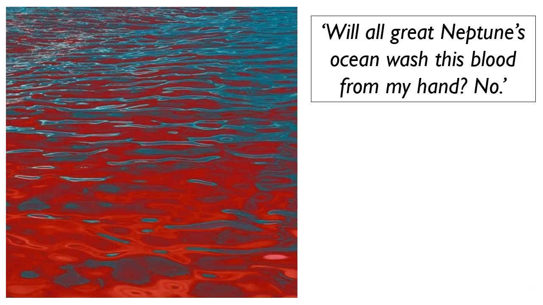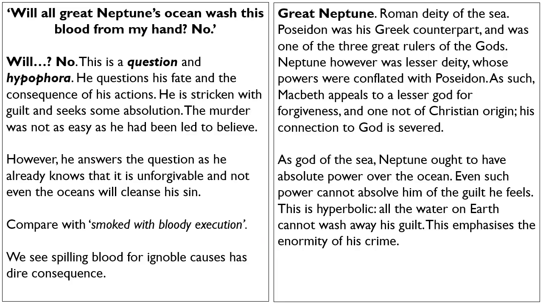"Will all great Neptune's ocean wash this blood from my hand?" No. So this is spoken after Macbeth kills Duncan, and this is about his guilt. This is about the consequences of his action. This is about violence. When he asks the question, "will," and then answers with "no," it's both a question, but it's also something we call hypophora, which is very much like a rhetorical question, but we answer it straight away.